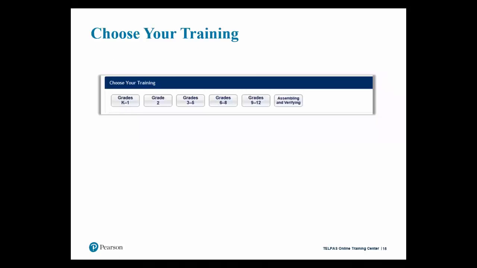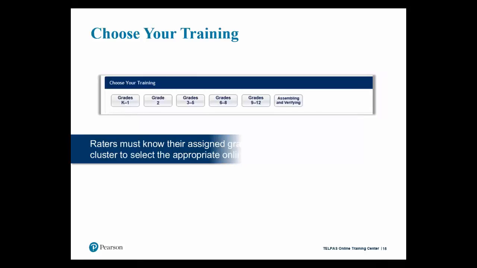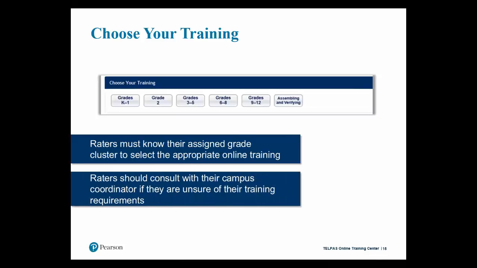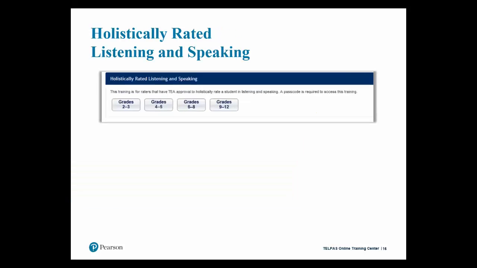Okay, the next section would be for the user to select their training. So they want to make sure that they know what their assigned cluster is, so that they can choose the appropriate training here. And they may refer to you or your campus testing coordinators if they are not sure of their training requirements. And if you or they have any questions, you can reference the district and campus coordinators manual. So that's where they'll select their training.